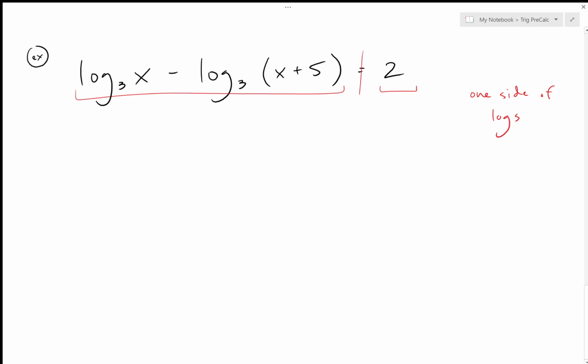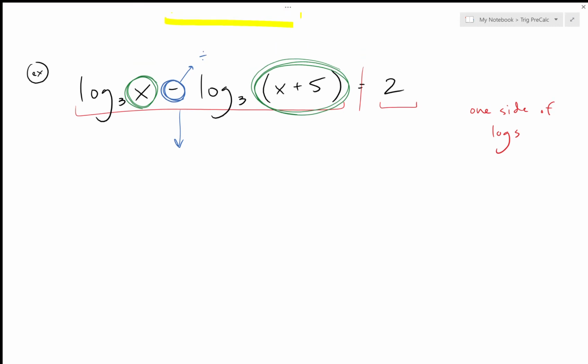Now, I can't have multiple logs. Remember, step 1 is condense these down, and we look at how they're connected. This time they're connected by subtraction. And remember, subtraction turns into division based on our properties. The things we're actually going to be dividing are the x and the x plus 5. This one has no exponents in the front, so we are ready to go.